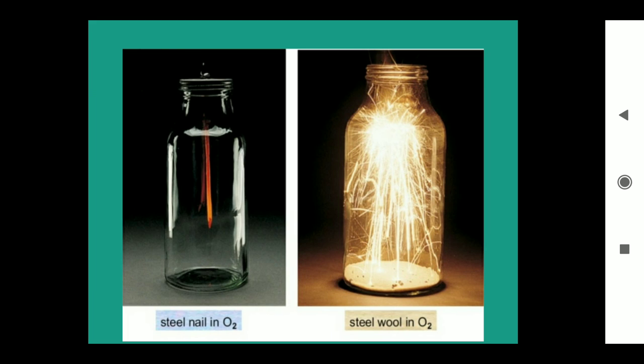From this diagram, we can clearly observe the change in the particle size of the reacting species, and the effect it has on the reaction rate. In the first diagram, it is a slow reaction: steel nail in oxygen, whereas steel wool in oxygen in the second is a fast reaction because of the smaller size of the steel wool.